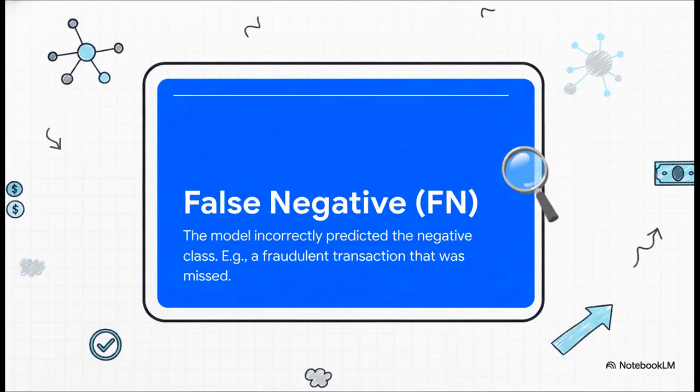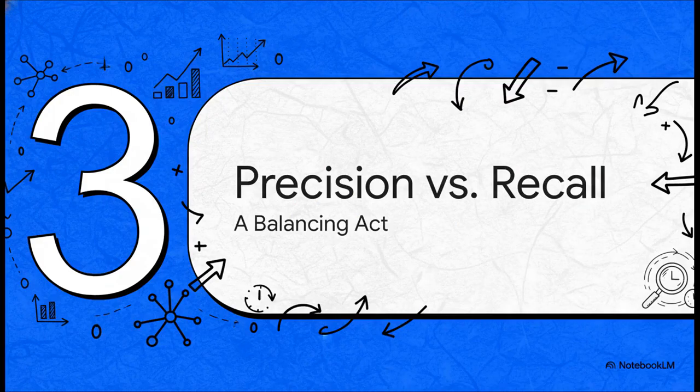And then there's the one that really keeps data scientists up at night, the false negative. This is the worst-case scenario. A real, honest-to-goodness fraudulent transaction happened, and the model just missed it completely. It slipped right through the cracks. That's a huge problem. So when you look at these 4 squares together, you start to see this fundamental tension.